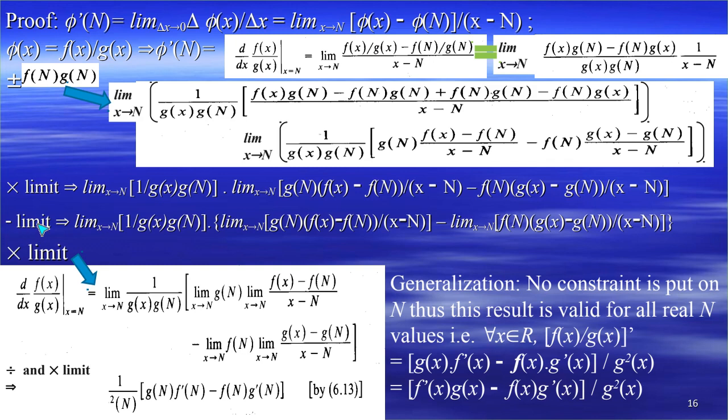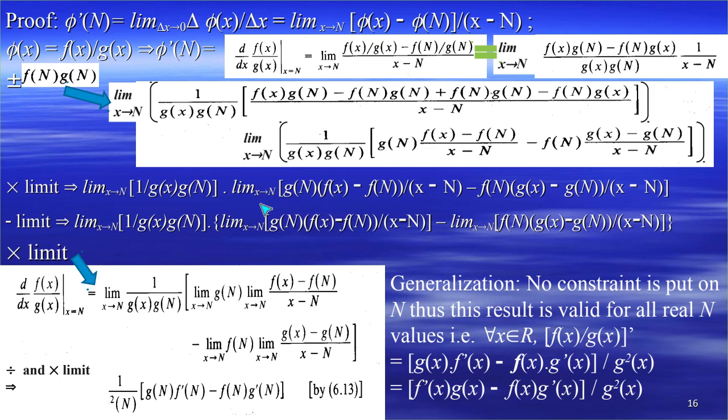So the limit of the difference theorem, I use it to distribute this limit in two parts of the minus sign. So I obtain limit when x goes to n of 1 over g of x times g of n, this which is already there, times, how can I say, these braces or the beautiful parentheses, where limit when x goes to n of g of n times f of x minus f of n over x minus n, this part, minus limit when x goes to n of this part, f of n times g of x minus g of n over x minus n.